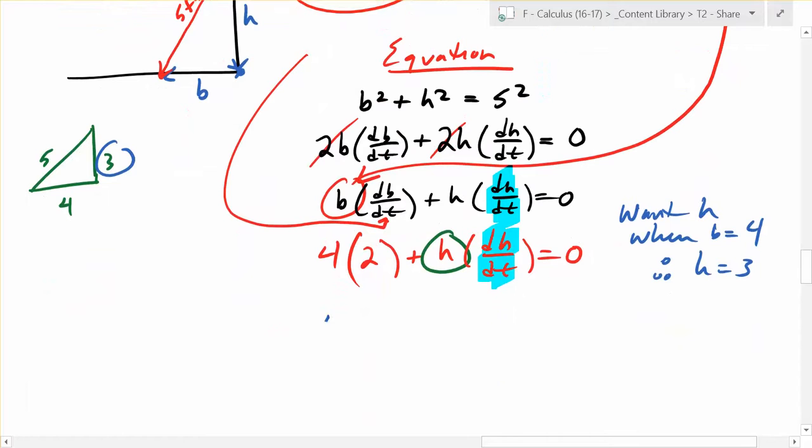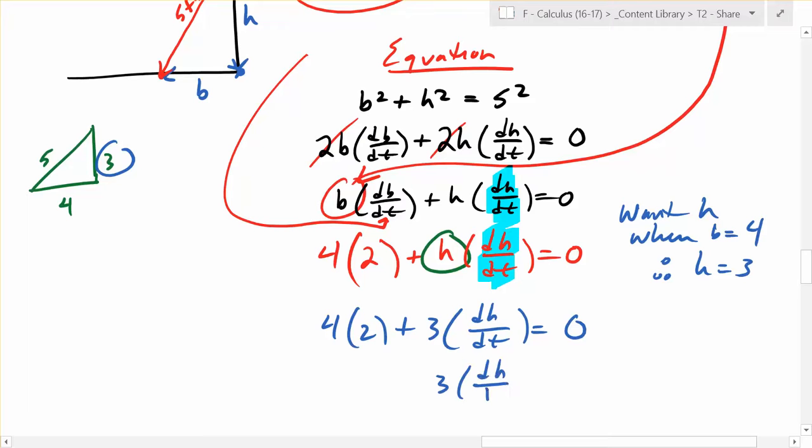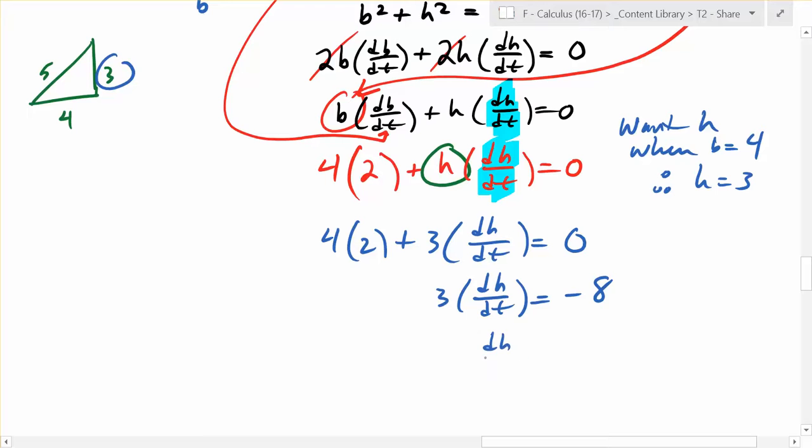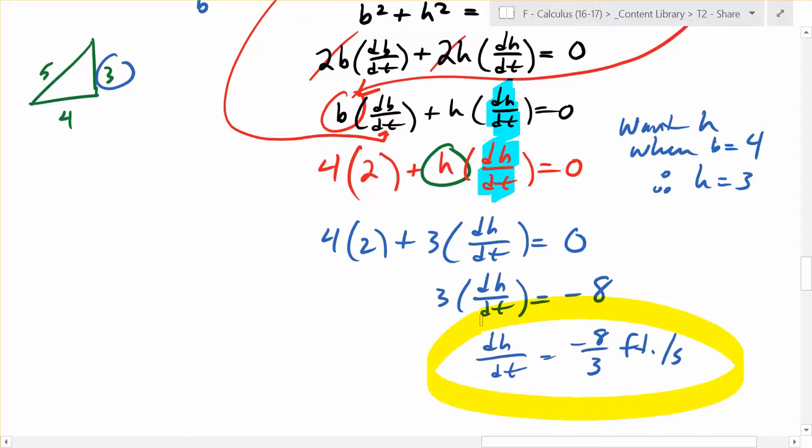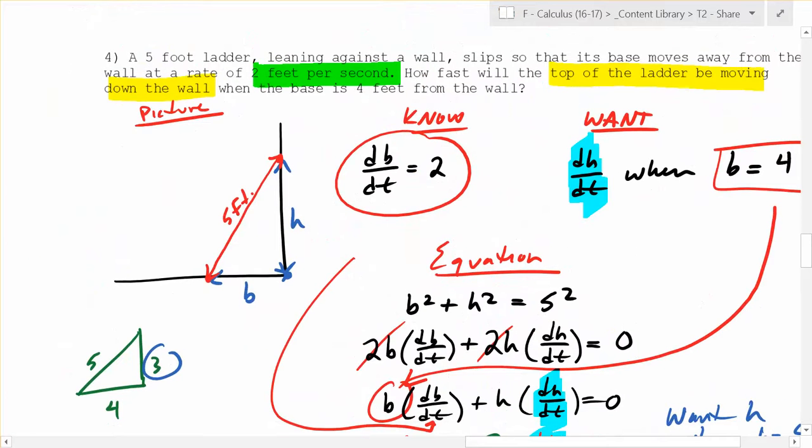So what do we end up with? 4 times 2 plus 3 times dh/dt equals 0. So 3 times dh/dt is equal to negative what? 8. So dh/dt is going to be negative 8 over 3. And what are the units on this? Feet per second. And should it be negative? Yes, because it's going down. It's going down, so it's negative. That's one thing you have to be careful of on this. In this case, b was growing, so it's positive.